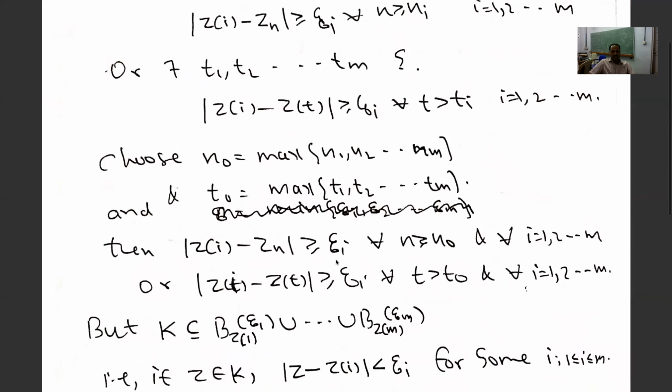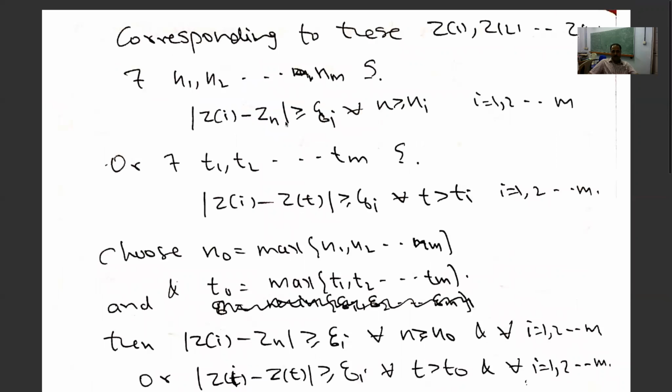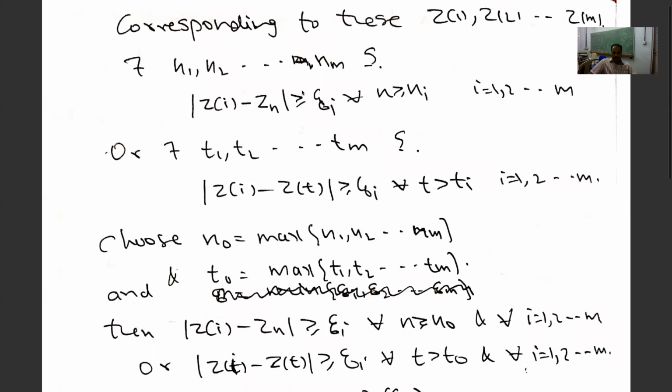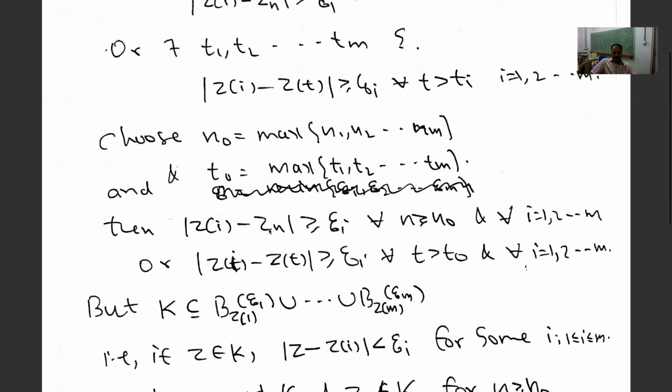So we have mod Z of i minus Zn greater than or equal to epsilon i for all n greater than or equal to ni, or mod Z of i minus Z of t greater than or equal to epsilon i for all t greater than ti. Now we choose n0 to be the maximum of these stages n1 up to nm, and t0 to be the maximum of t1, t2, up to tm, so that we can apply both these things. So mod Zi minus Zn is greater than or equal to epsilon i for all n greater than or equal to n0, and for all i equal to 1 to m. Similarly, for the arc, mod Zi minus Z of t is greater than or equal to epsilon i.